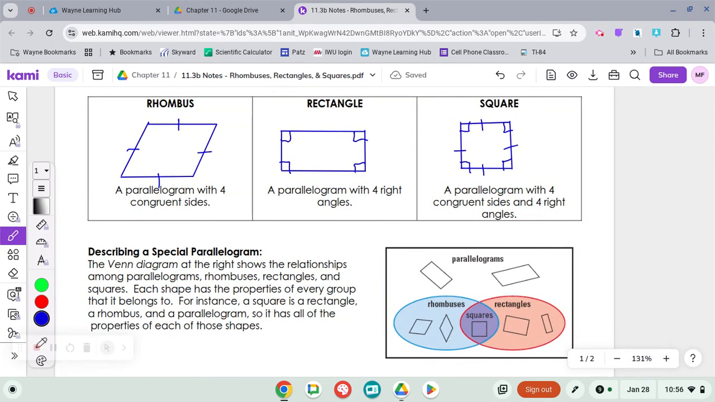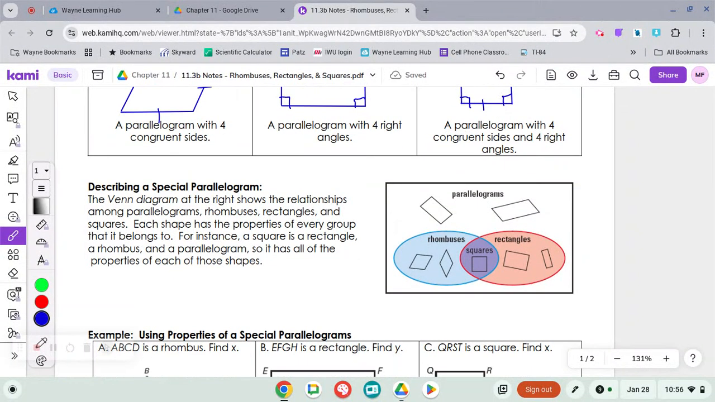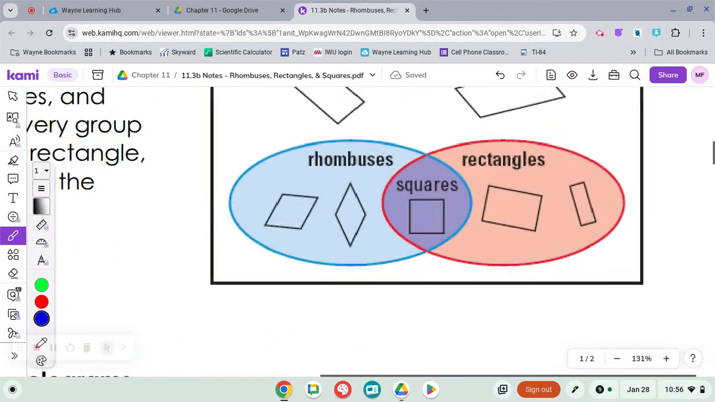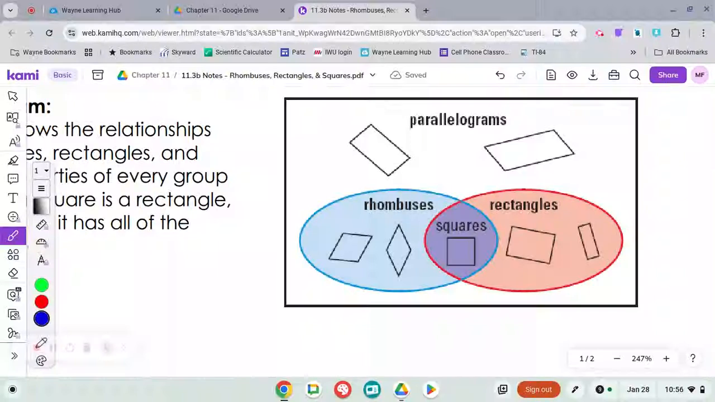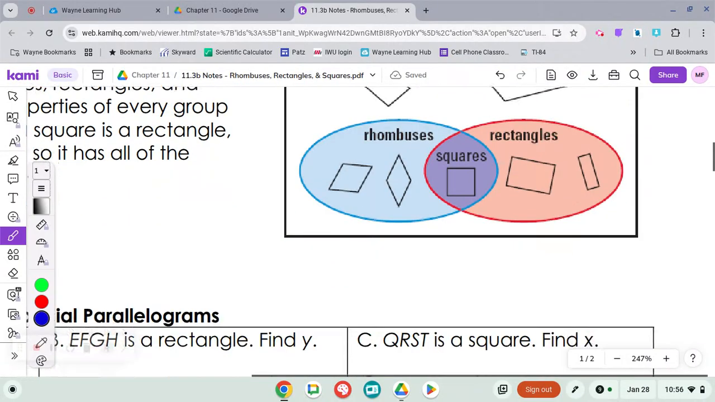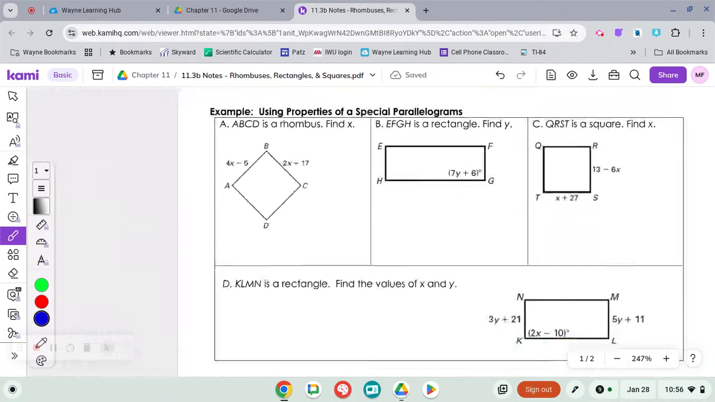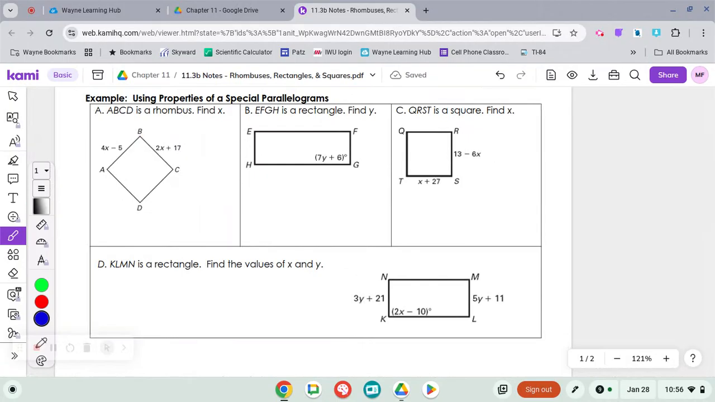If we look here at our Venn diagram, we kind of already talked about this last week, but a square is the same as both a rhombus and a rectangle because a square has 4 congruent sides and it has 4 congruent right angles. And all of these squares, rectangles, and rhombuses are examples of parallelograms. And so let's go ahead and talk about these parallelograms and how we can solve. We're going to do these 4 problems, then we'll finish the backside tomorrow when I am back.